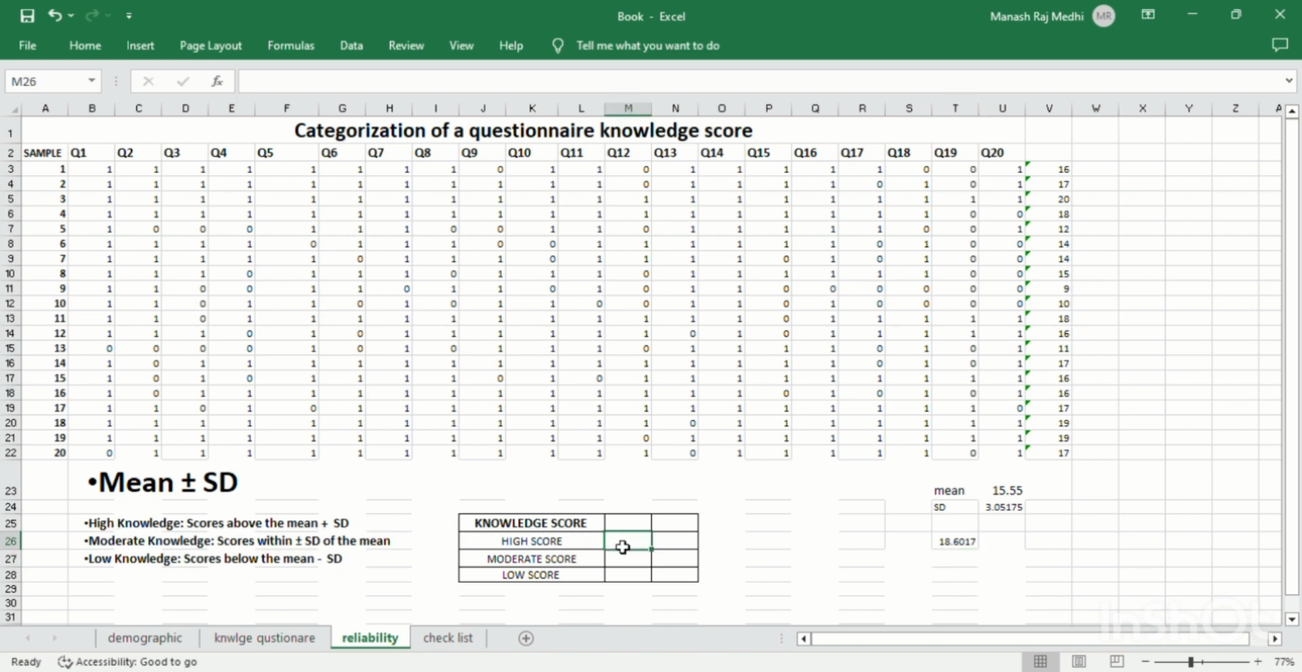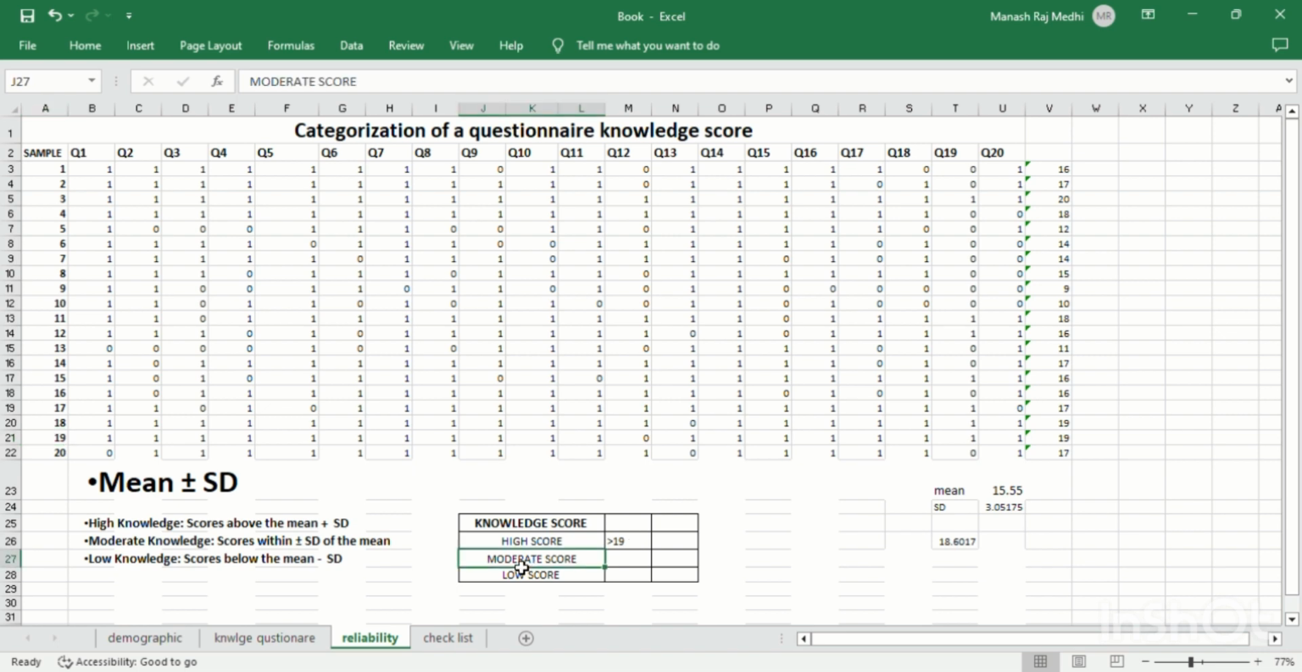So here we can write the high score as above mean plus SD. So mean plus SD means 18.6, or we can write 19. So above 19, if your sample scores above 19, suppose sample number 19 scored 19, or sample number 18 also scored 19, we will categorize them in this category, that is the high score category, or we'll consider they got the high score.